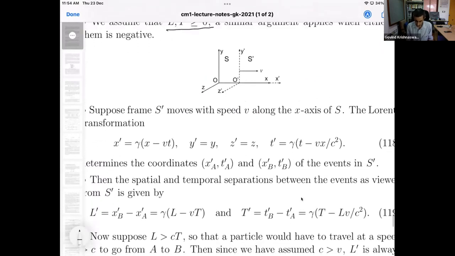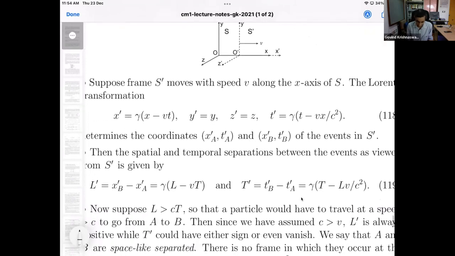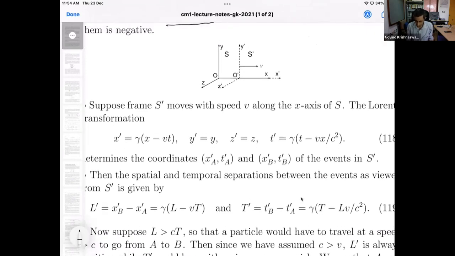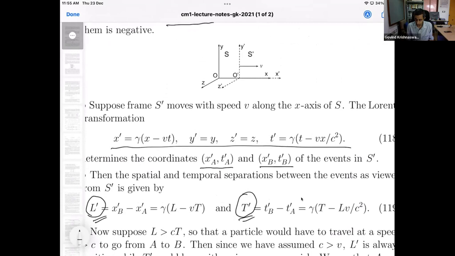If we go to another frame, the values of the coordinates are going to change according to the Lorentz transformation. The same pair of events would have coordinates denoted by these primes, and you could determine the spatial and temporal separation of those events as viewed from the other frame. They're not going to be the same L and T; there's some L prime and T prime. We have derived formulae for L prime and T prime simply by using our Lorentz transformation formula. So that is the setup.